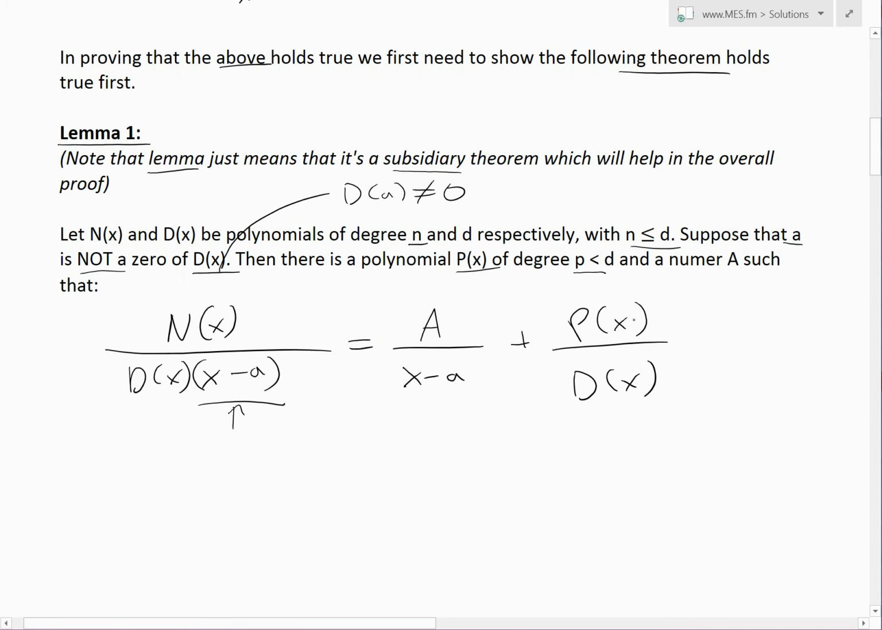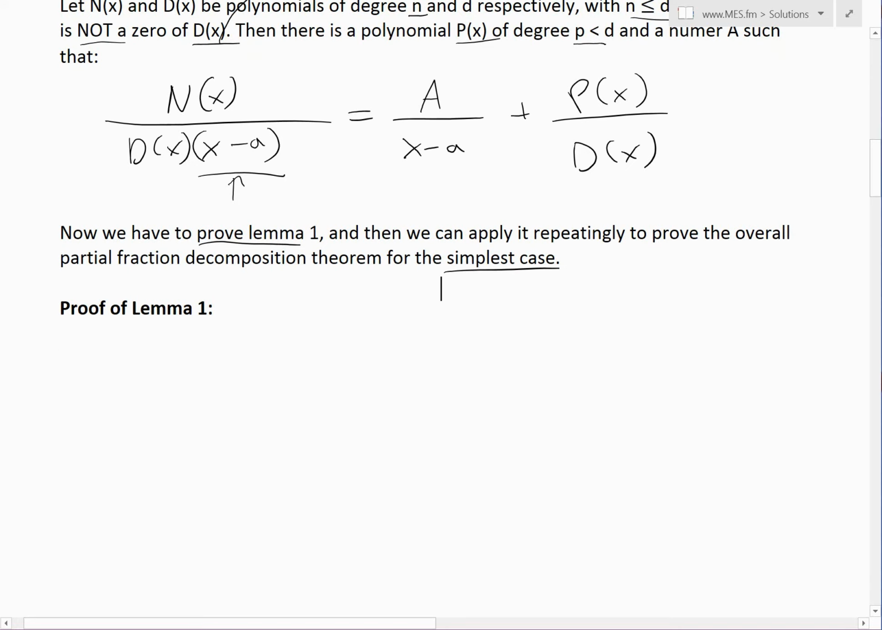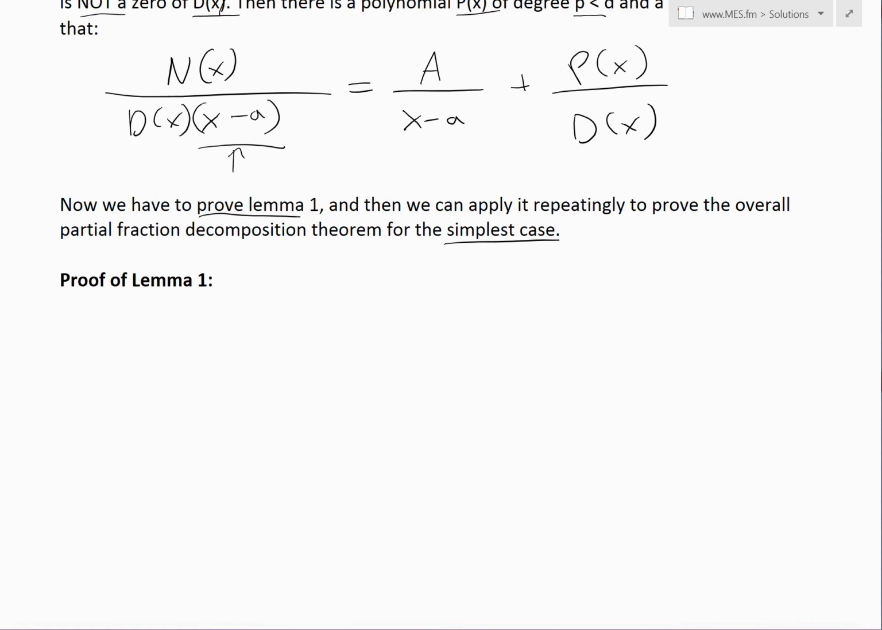And also then this p of x has degree p, which is less than d. So this is a proper fraction right there. So once again, now we have to just prove lemma 1, and then we can apply it repeatedly to prove the overall partial fraction decomposition theorem for the simplest case. As I go through this, it will start to make more sense what I'm trying to do here.